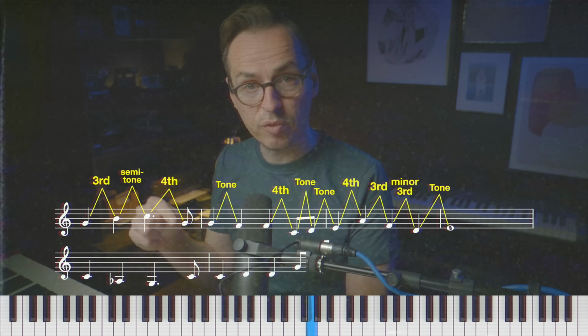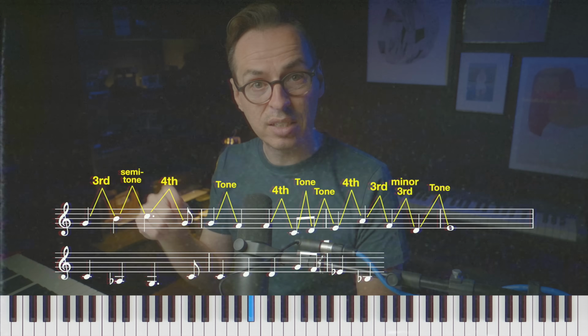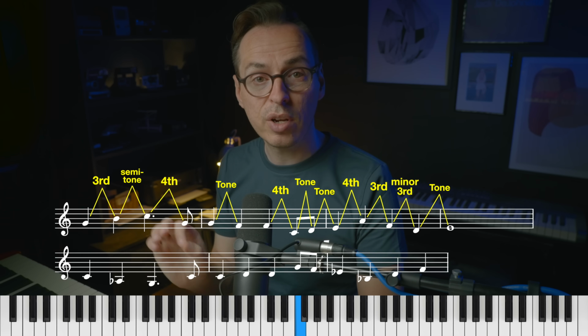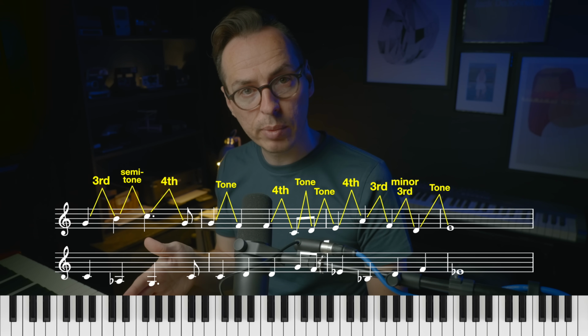Instead of moving down a fourth, we're going to move up a fourth. Instead of going up a tone, we're going to go down a tone. Instead of going up another tone, we're going to go down another tone. And then instead of going up a fourth, we're going to go down a fourth. And instead of going down a major third, we're going to go up a major third. Instead of going down a minor third, we're going to go up a minor third. And then we're going to go down a tone instead of going up a tone. And that would be an inversion of that original melody that we had.